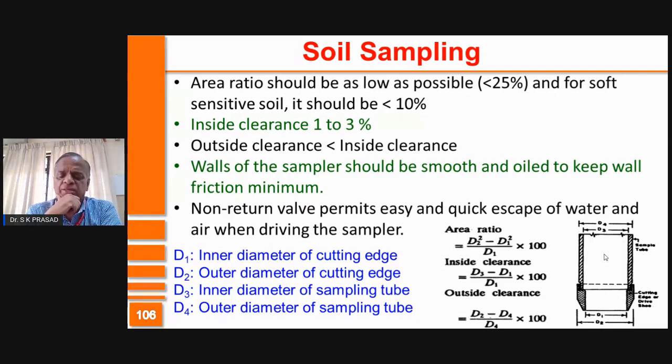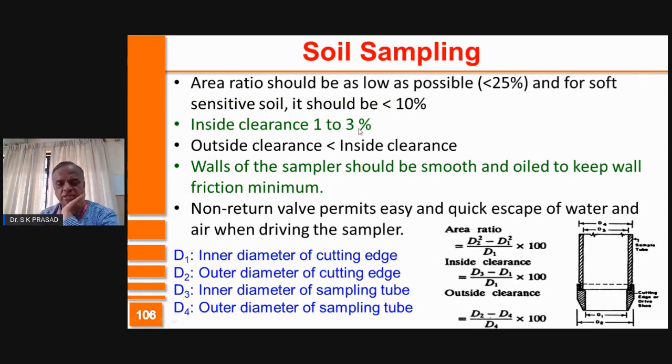And you have to also consider keeping the friction as minimum as possible. The non-return valve will permit the easy and quick escape of water as well as air when driving the sampler. So D1, D2, D3, D4 are already known. D1 is the inside diameter of the cutting edge. D3 is the inside diameter of the sampling tube. D2 is the outside diameter of the cutting edge, and D4 is the outside diameter of the sampling tube.